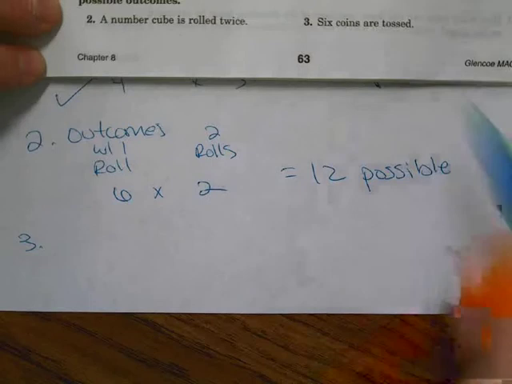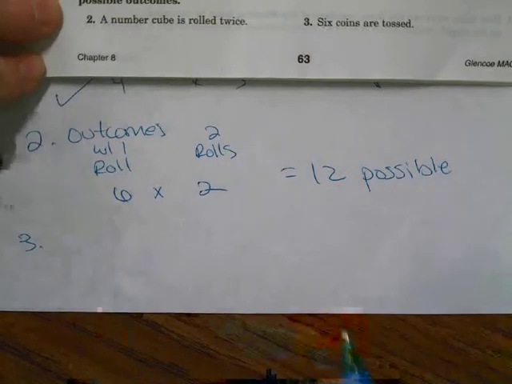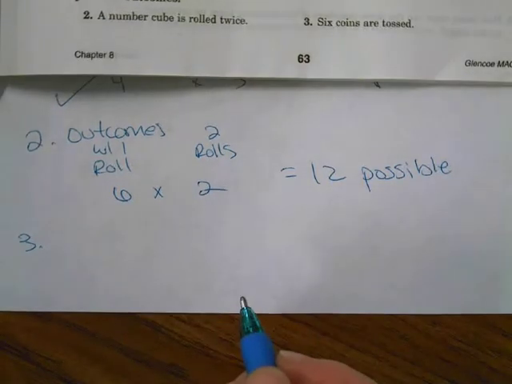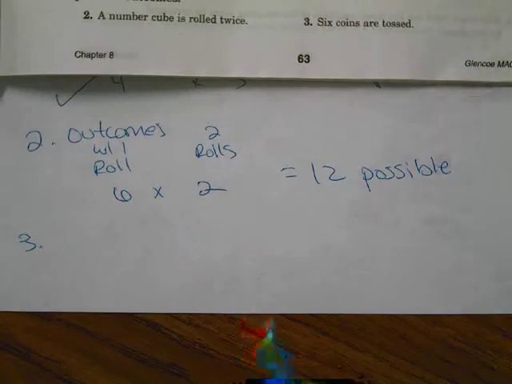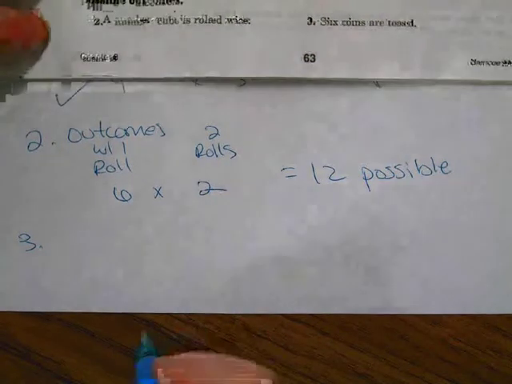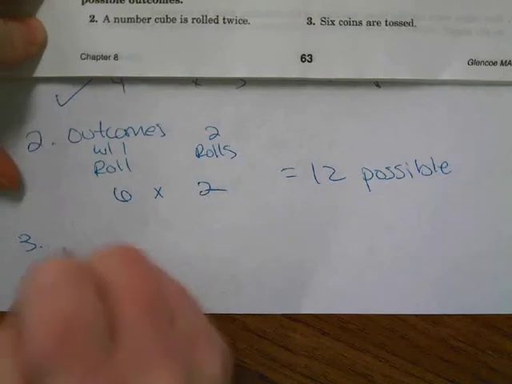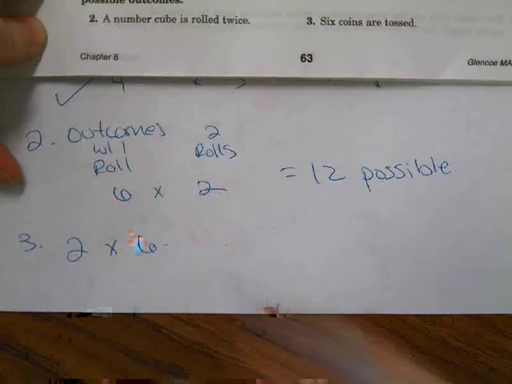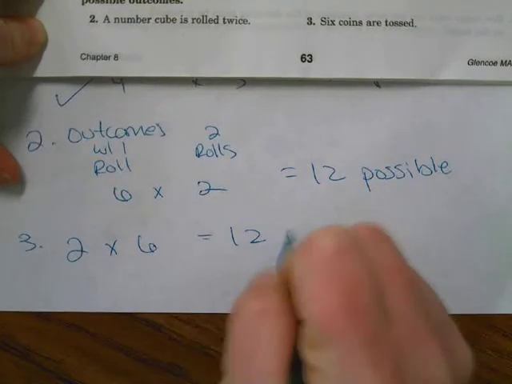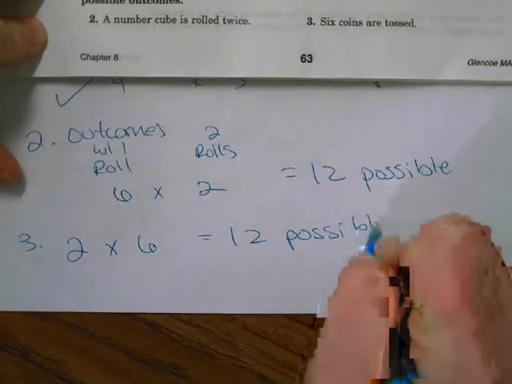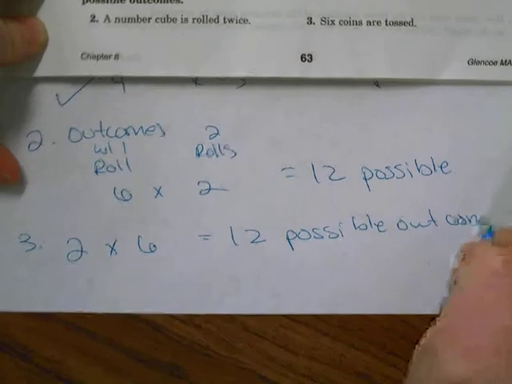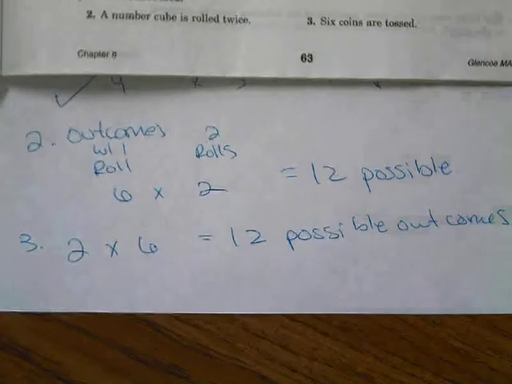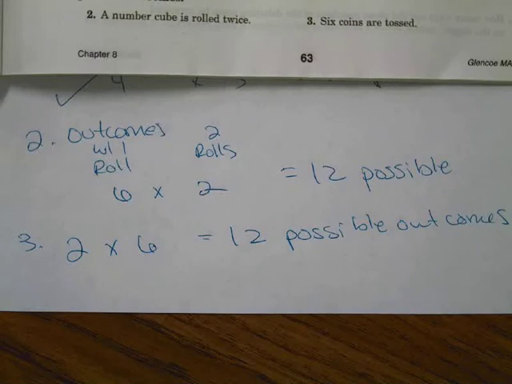And number 3, 6 coins are tossed. If we toss 6 coins, go ahead and work that one on your own. Pause it, come back to check your work. Okay, there are 2 possibilities for each time the coin is tossed. It's tossed 6 times. So again, we have 12 possible outcomes. And that is the end of the topic of counting outcomes.